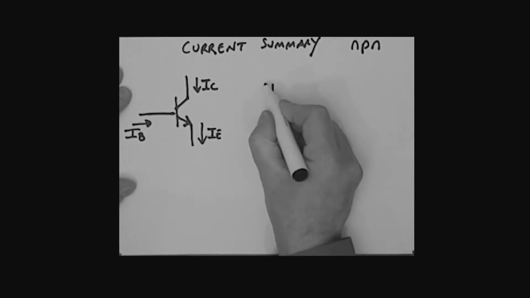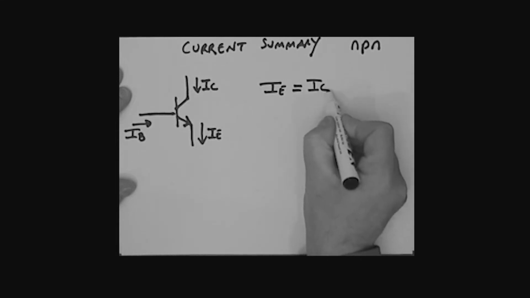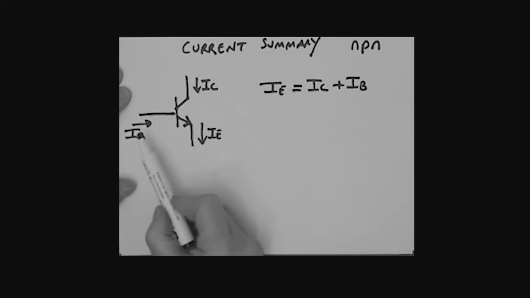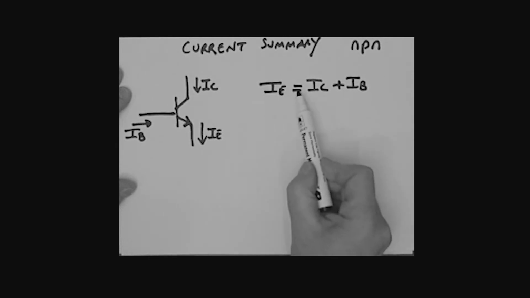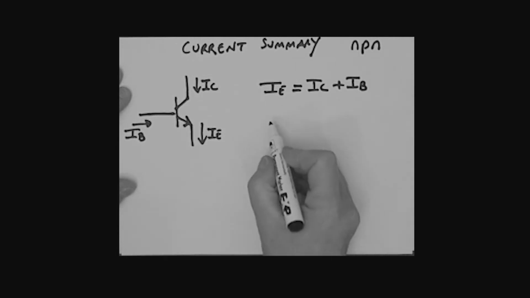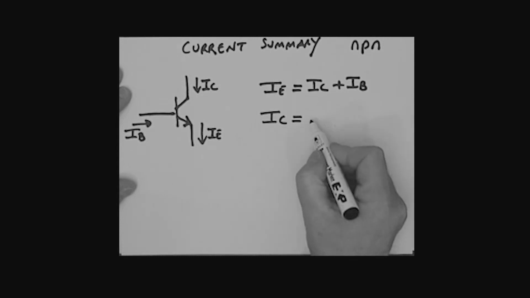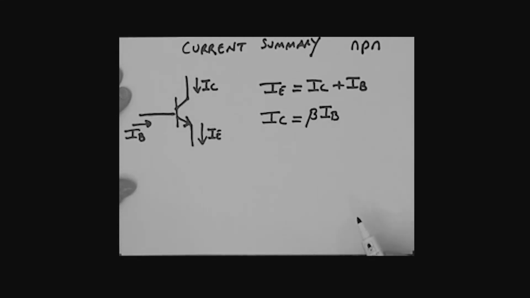Important equation. The emitter current, IE, is equal to the collector current plus the base current, IB. Now that may be obvious from that drawing. Base current coming in, collector current coming in, emitter current coming out. Emitter current is equal to IC plus IB. Okay, there are two other relationships I want to show you in these equations. One in particular we'll be using a lot. This is this one here. The collector current, IC, is equal to beta times IB, the base current.